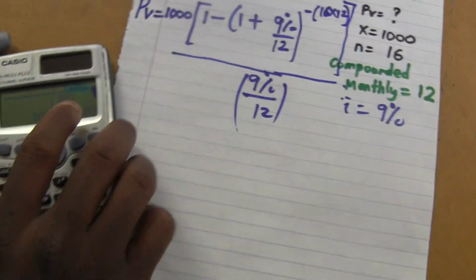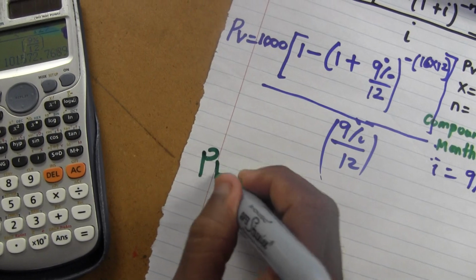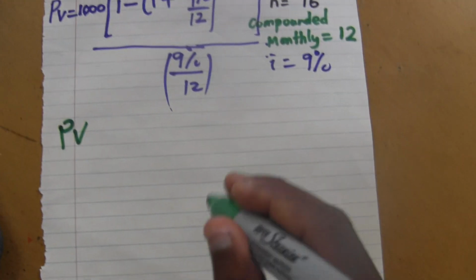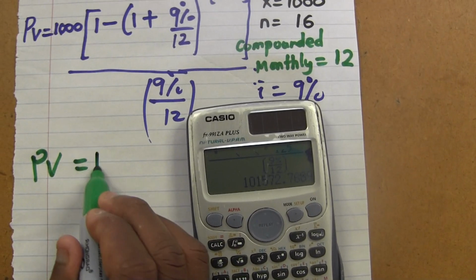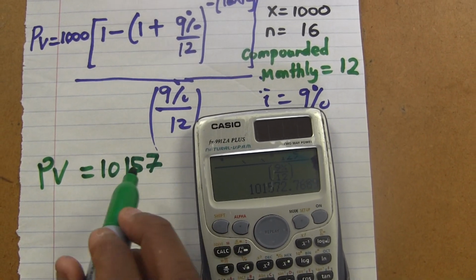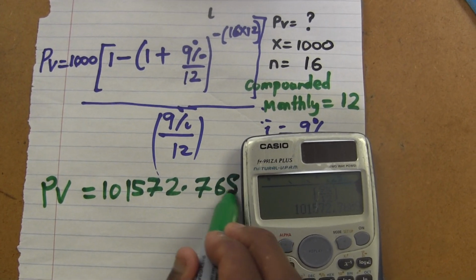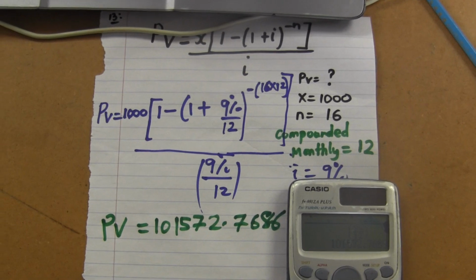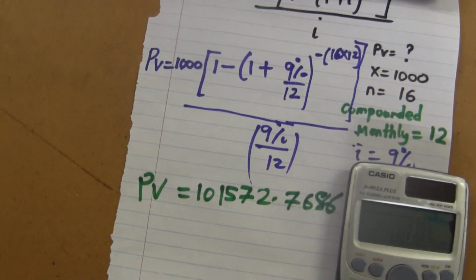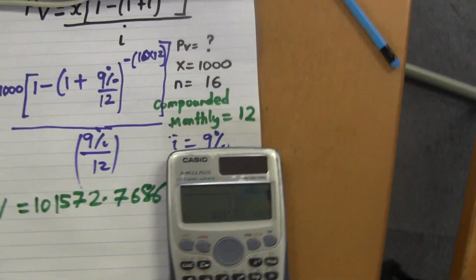So the final answer is 10,157.27686. So this guy should invest now the amount of 10,157.27686. That's the amount you should invest for him to receive such amount. You know what I'm saying?